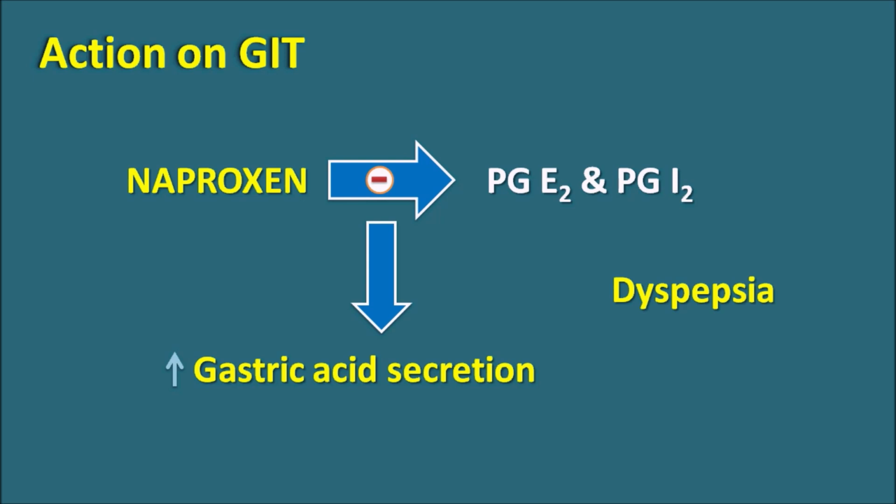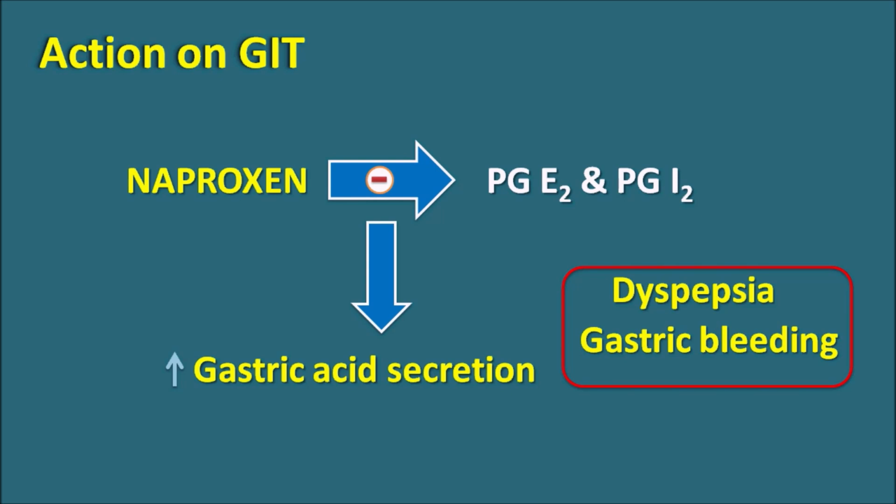And naproxen can also inhibit the platelet activity, thereby it can increase the hemorrhage. So here naproxen can produce gastric bleeding by increasing the gastric secretion as well as by decreasing the platelet activity. So dyspepsia and gastric bleeding are the two important unwanted effects of naproxen.